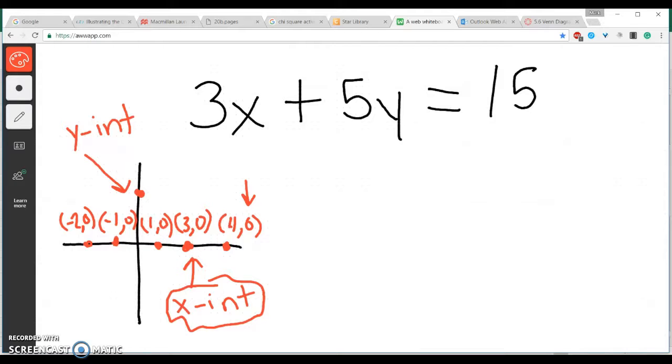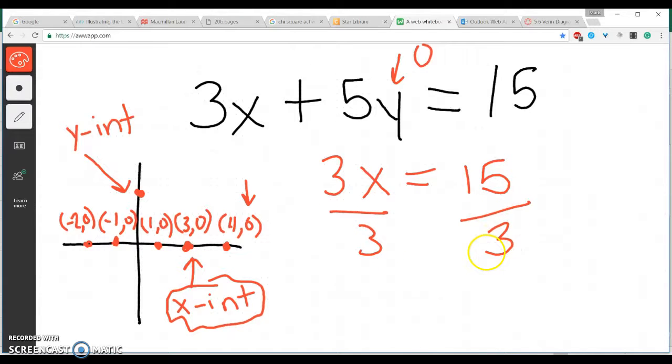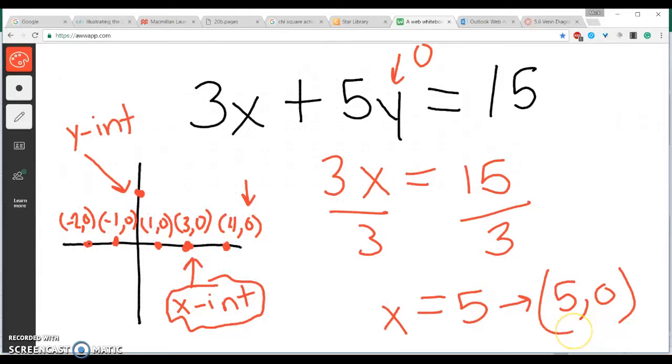So if I want to find the x-intercept of this problem, all I have to do is make this y 0. So when I make that y 0, this y would essentially go away, and I would be left with 3x equals 15. Then I would just divide by 3, and I get x equals 5. And that would be my x-intercept. It would be 5, 0, because that's what y is. It's 0.